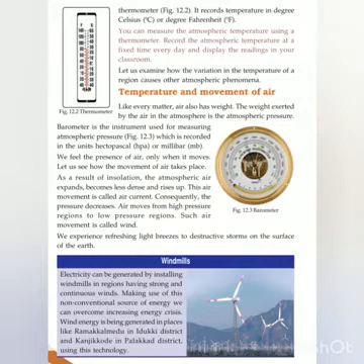As a result of insolation, the atmospheric air expands, becomes less dense and rises up. This air movement is called an air current. Consequently, the pressure decreases. Air moves from high pressure regions to low pressure regions. Such air movement is called wind.